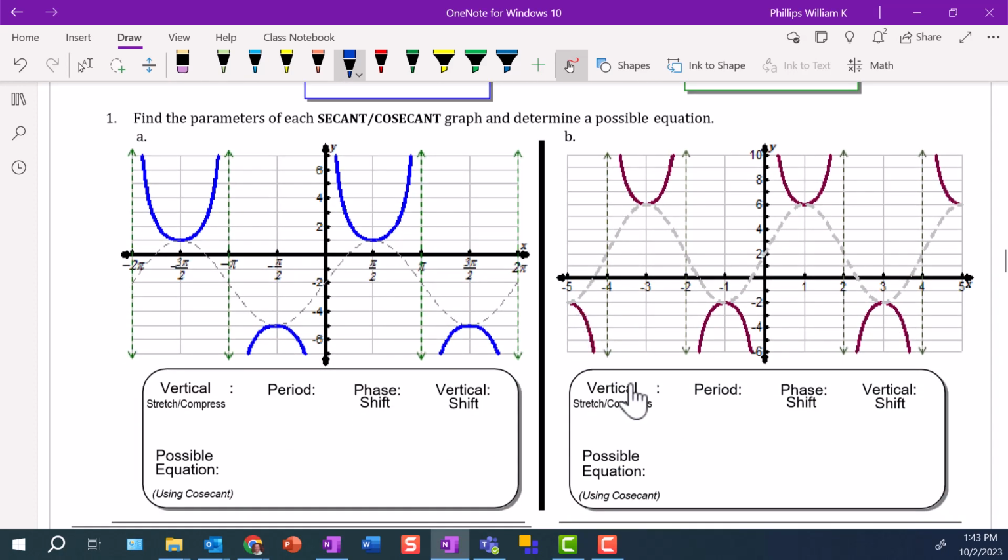All right, so let's take a look at number 1. Find the parameters of each secant, cosecant graph and determine a possible equation. So here they tell us use cosecant. So if we are using cosecant, that means this dotted graph is a sine function. Okay? So we're going to treat this the same way we always have. The first thing we're going to identify is the midline. So here we are going to draw a line for our midline. So we have that here.